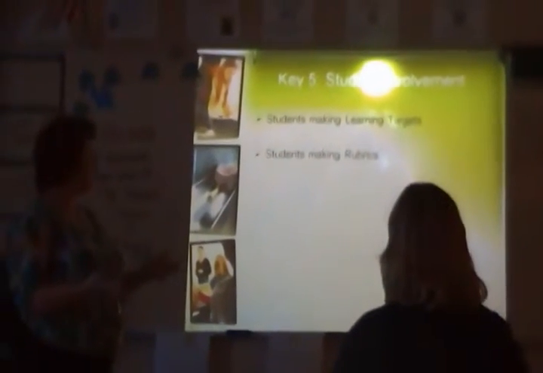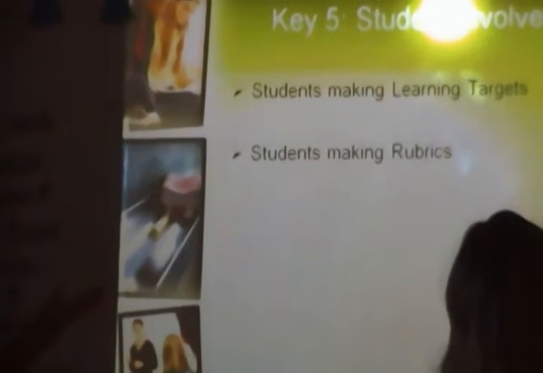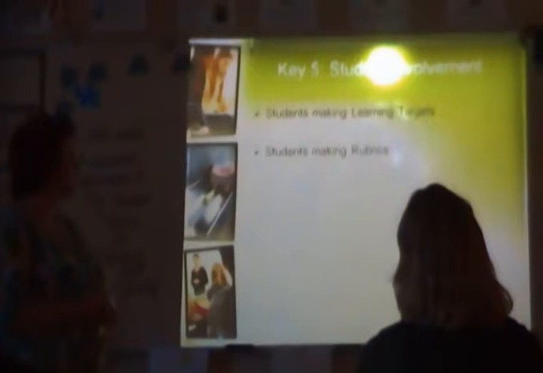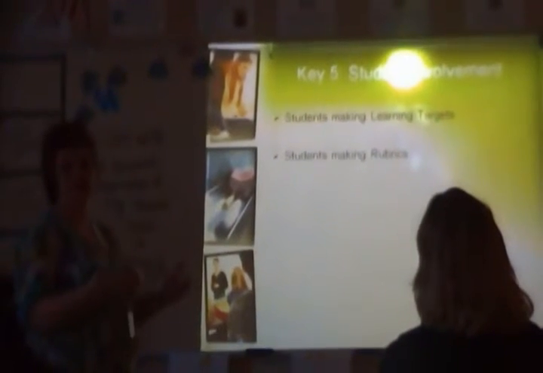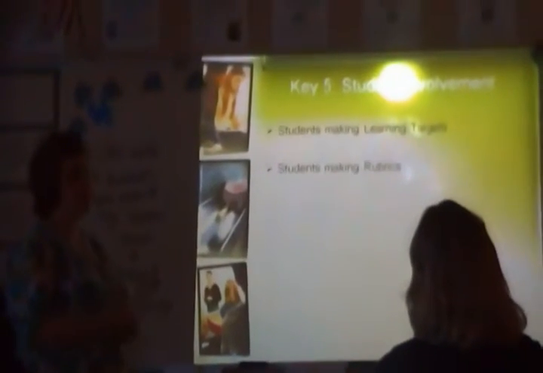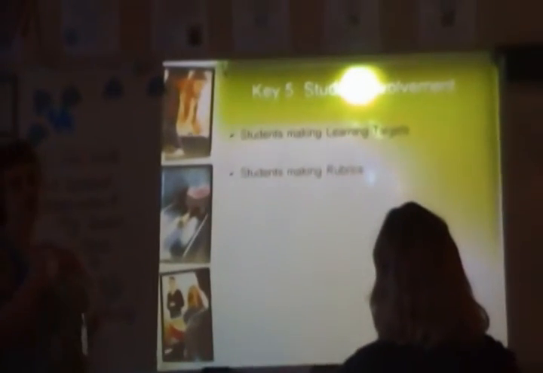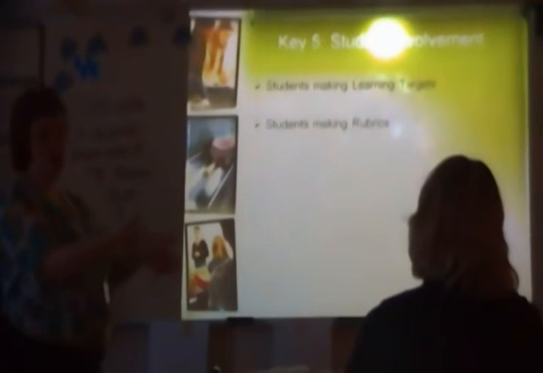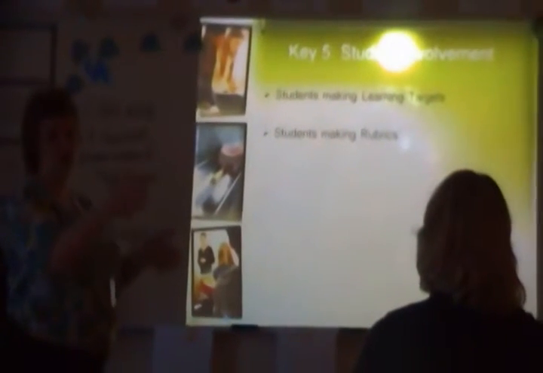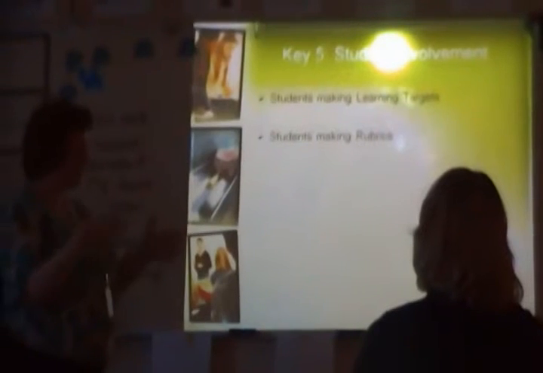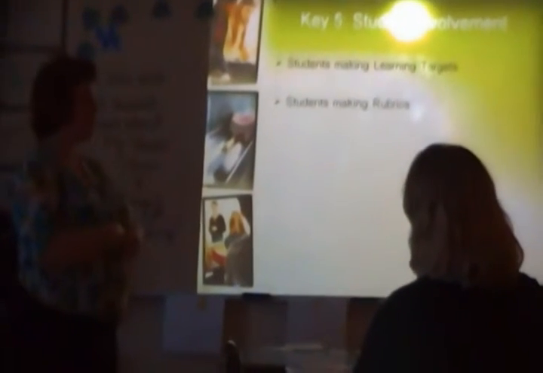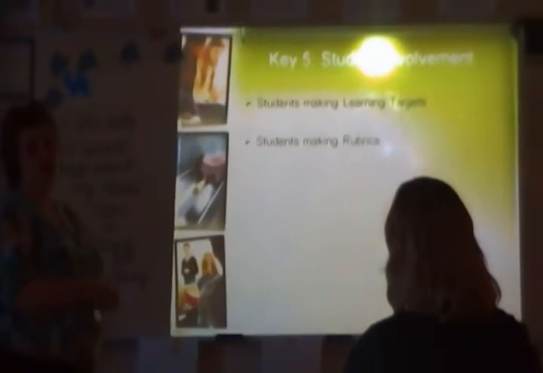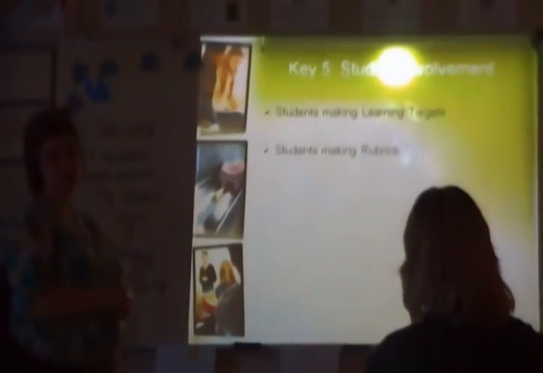Student involvement. Students need to make learning targets. They need to be physically in that process. And students making rubrics. I found when I had students help me with a rubric that they were more critical than I was in the rubric. They wanted to make sure that they got every little bit covered, where mine was a little more generic. They graded themselves harder in creating the rubric, made it harder to get a 4. They added more criteria to each area, things like that.